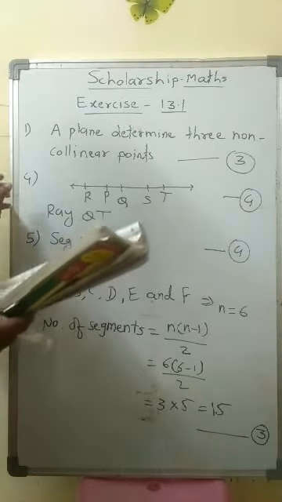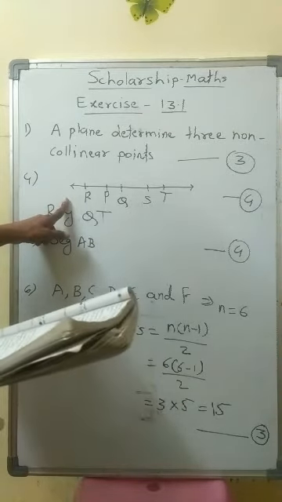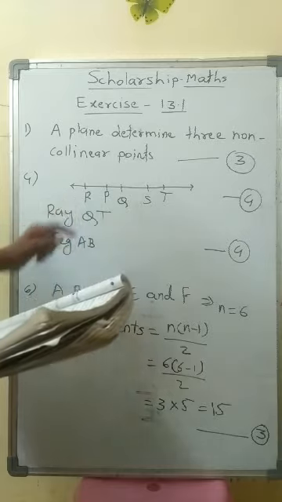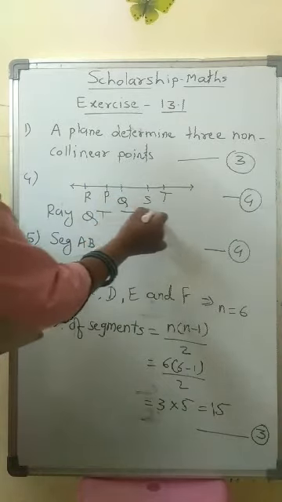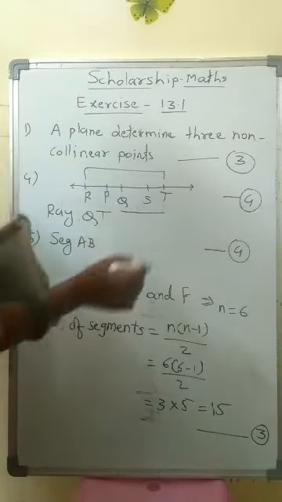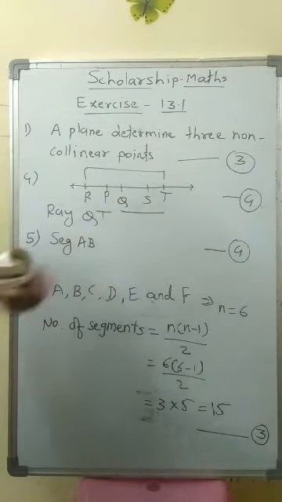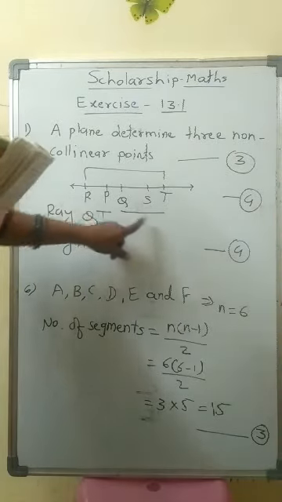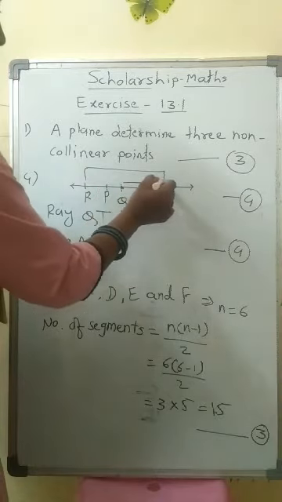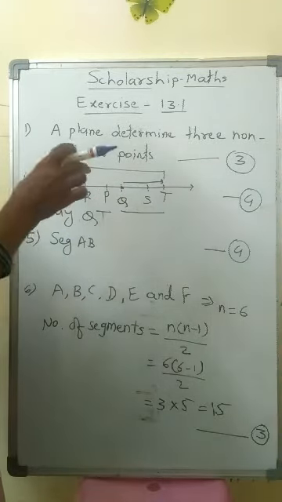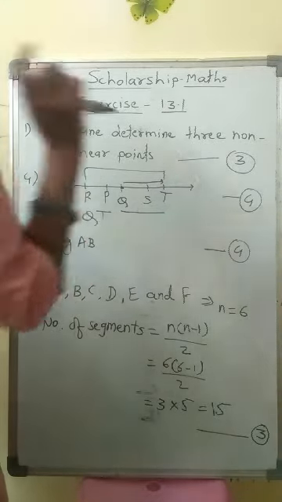Now to the next example, the fourth one. In the figure on this board, we have to find the intersection set of line RT and ray QT. Here is the ray QT and here is the line. What is the intersection set? It is the ray QT, because look at this, this is the common part of that line. So option number 4 is the answer.